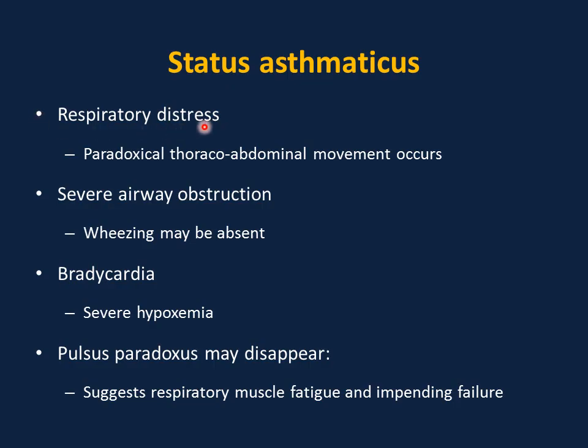So they have more respiratory distress, which is a paradoxical thoraco-abdominal movement. You will see them using their abdomen to breathe, and they look very tired. Severe airway obstruction, wheezing may be absent in this case. Bradycardia instead of tachycardia means severe hypoxemia. This is a very bad sign. Pulsus paradoxus may disappear, suggesting respiratory muscle fatigue and impending respiratory failure.